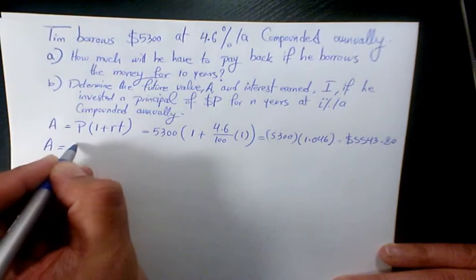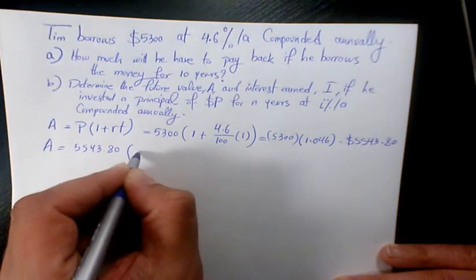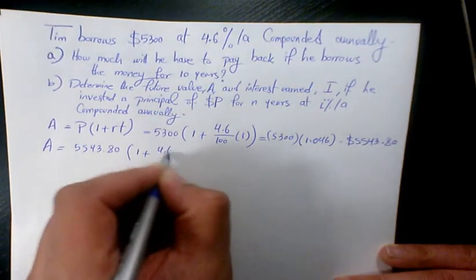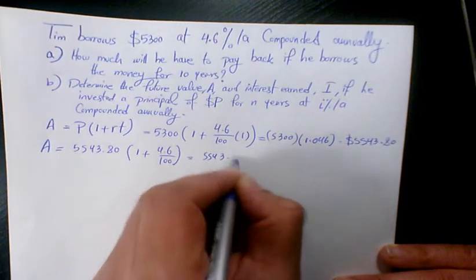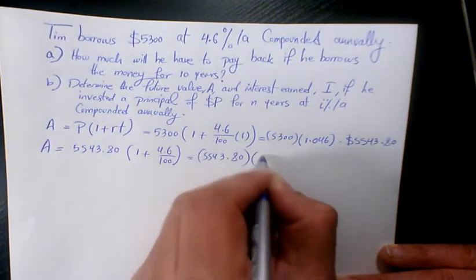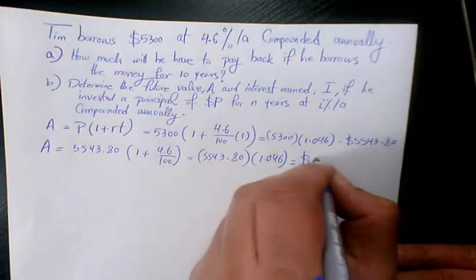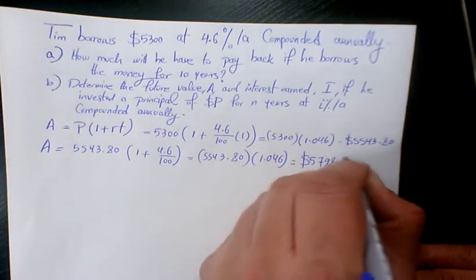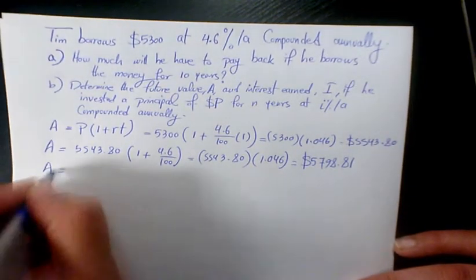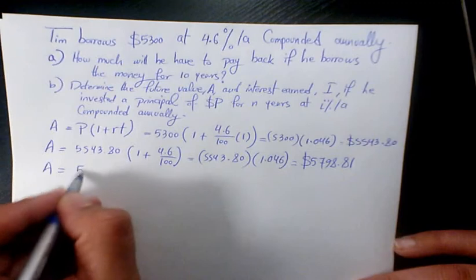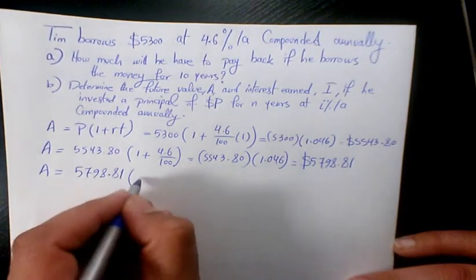So it's going to be 5,543.80 times 1 plus 4.6 divided by 100, or 5,543.80 times 1.046. That's going to give me 5,798.81. Next year, this one is going to be the new principal. As you see here, for compound interest, the principal keeps changing.